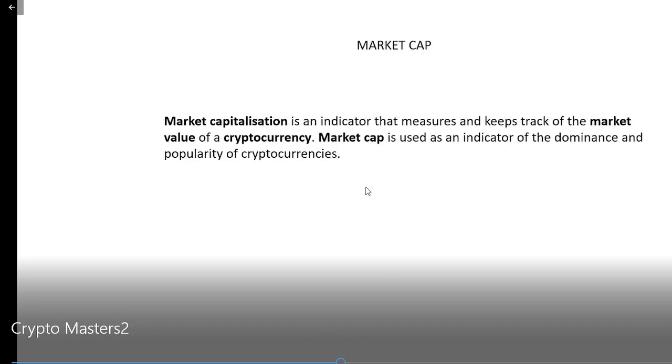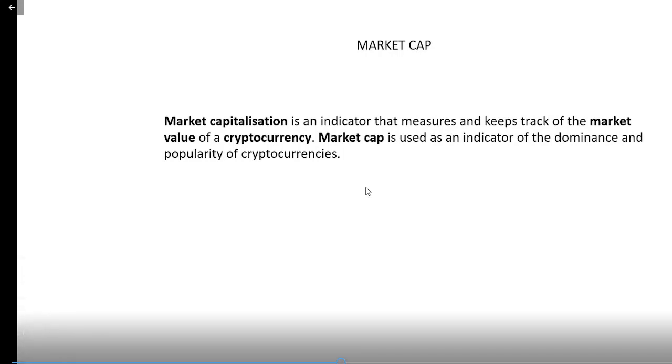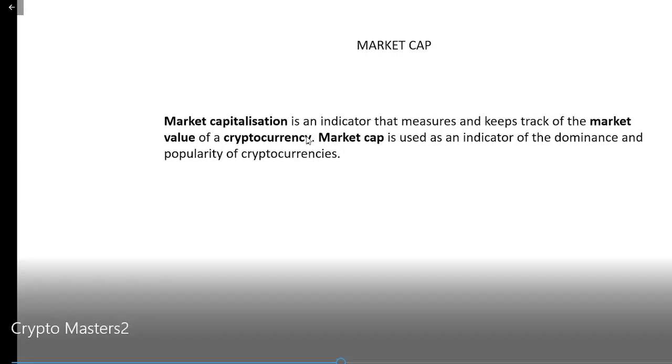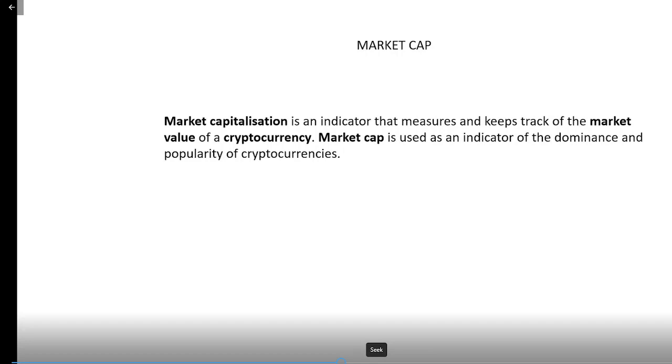So, when I showed you guys the market capitalization, I'm pretty sure a lot of you were wondering what that means. So we're going to dive into that. Market capitalization is the indicator that creates and keeps track of the market value of a cryptocurrency. Market cap is used as an indicator of the dominance and the popularity of the cryptocurrency. Okay, so as the cryptocurrency, like for Shiba Inu, for instance, grows in popularity, more people started to buy it. Thus, for it, the market cap started to grow. Okay, that's how that works.